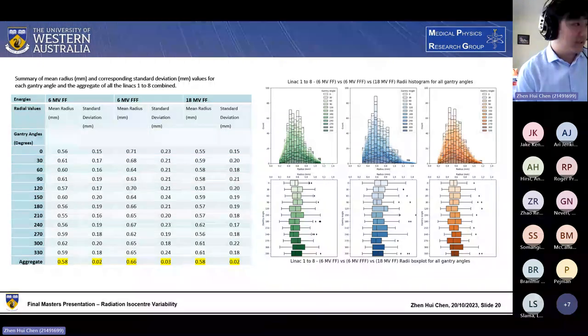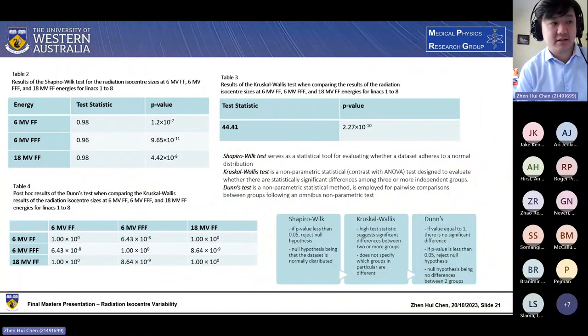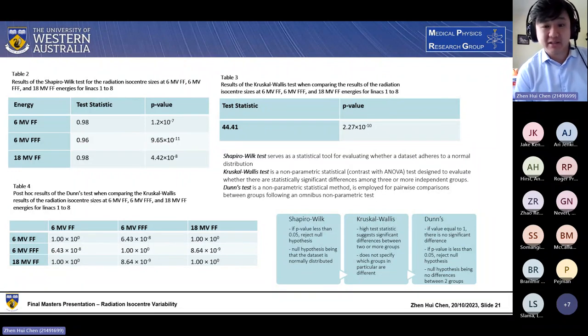So from here, we have to do some statistics. We have the Shapiro-Wilk test, which serves as a tool to check if a data set adheres to a normal distribution. We have the Kruskal-Wallis test, which is a non-parametric statistical test designed to evaluate if there are significant differences among three or more independent groups.